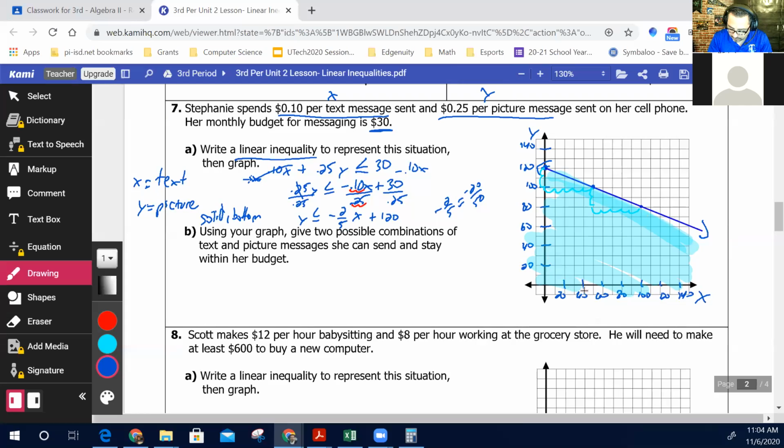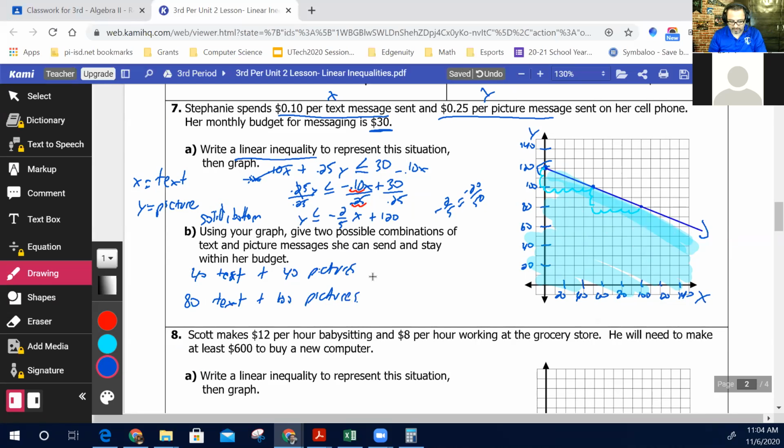So I got 40 here, so 40 text and 40 picture messages. That's within the shaded area. So I can simply write 40 texts plus 40 pictures. I can do 100 text and 80 picture messages. That's going to be right on the line, so that's still good. So 80 text plus 100 pictures. So these 2 coordinates satisfy the inequality.